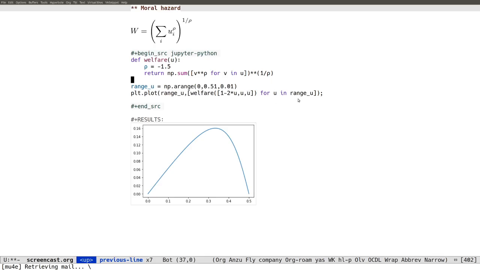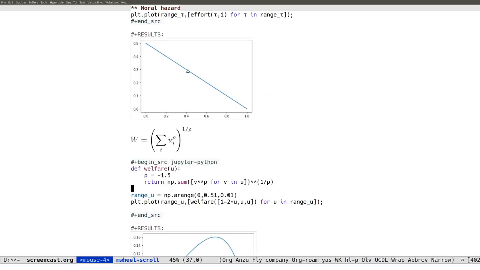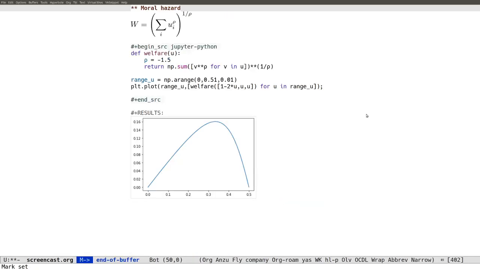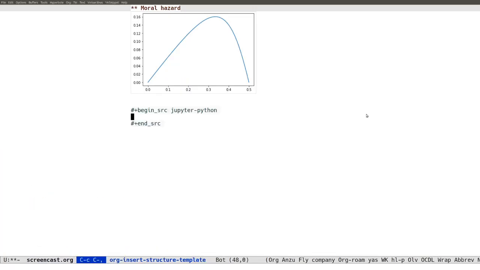Now the problem for the government is this desire for redistribution has to be traded off against the fact that if I increase the tax rate, total production, total income in the economy decreases. So to see how these two things add up, we're going to plot welfare as a function of the marginal tax rate. So I'm going to define welfare as a function of the marginal tax rate.